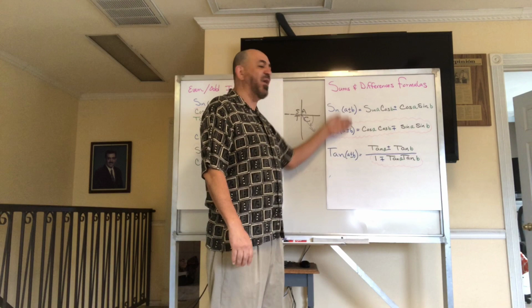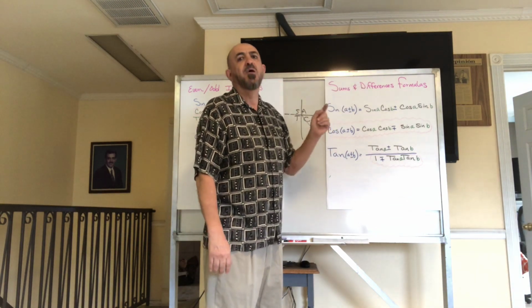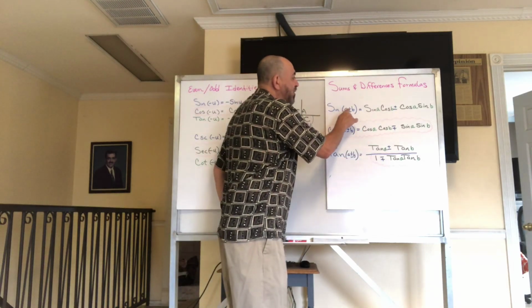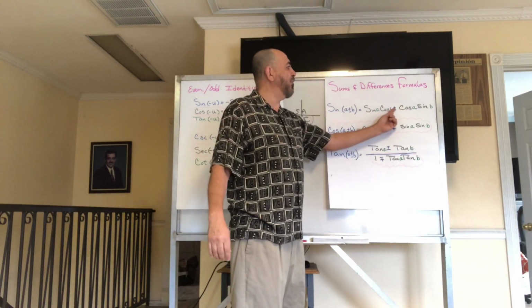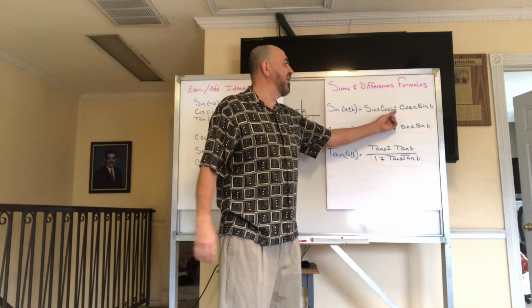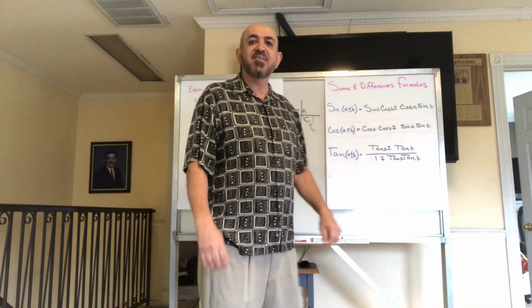Now, it's either going to be addition or subtraction. That's why it's called sums and differences formulas. But since sine always follows the rules, if you start with a plus, then you will end up with a plus in the middle here. If you start with a negative, you will end up with a negative in the middle here because sine follows the rules. Okay. Now, let's go sing the second song.